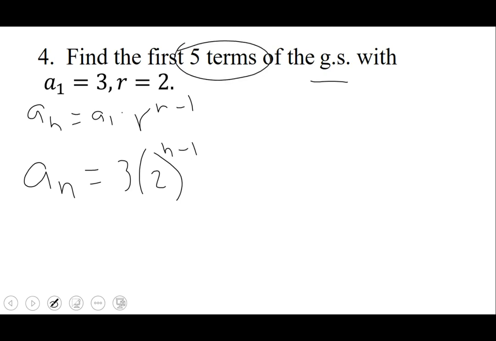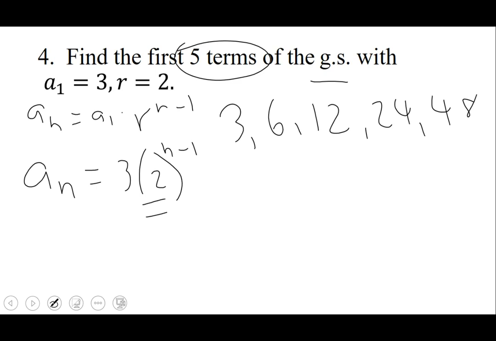Because you're trying to find the first 5 terms, you're going to go ahead and plug in the terms 1 through 5, and that is going to give you 3, 6, 12, 24, and 48. Of course, you can see here that with a common ratio of 2, it essentially means you're doubling from one term to the next. So if you see that pattern, then yes, obviously you are able to use it.